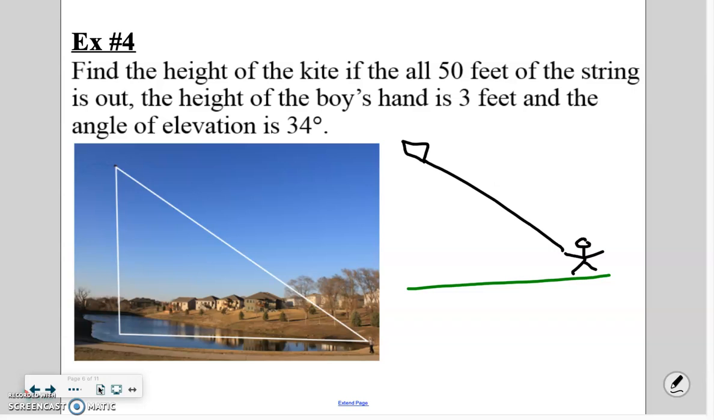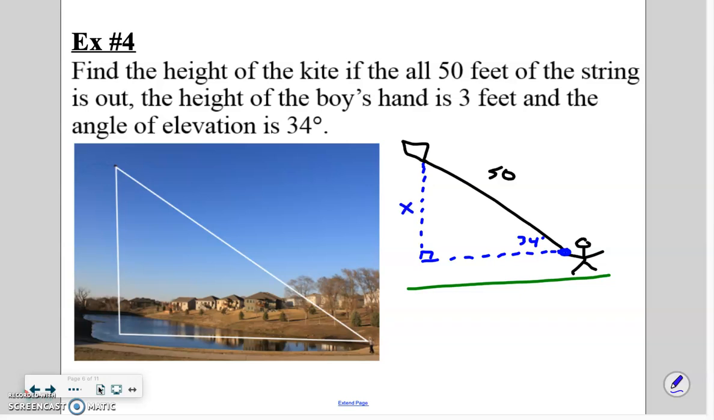So it says that we want to find the height of the kite if all 50 feet of the string are out. So that's going to be 50 feet. The height of the boy's hand is 3 feet off of the ground, and the angle of elevation is 34 degrees. All right, so what that means is that if the boy's hand is 3 feet off the ground, can I draw my right triangle here? Yes. If this is a 34-degree angle, could I solve for x?